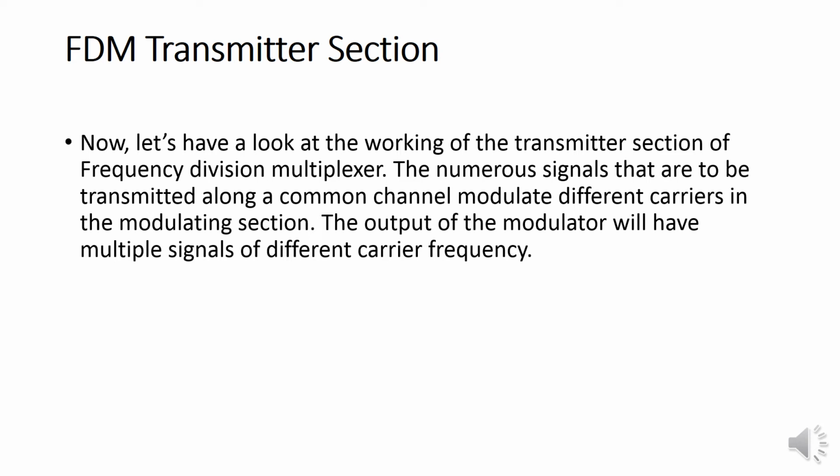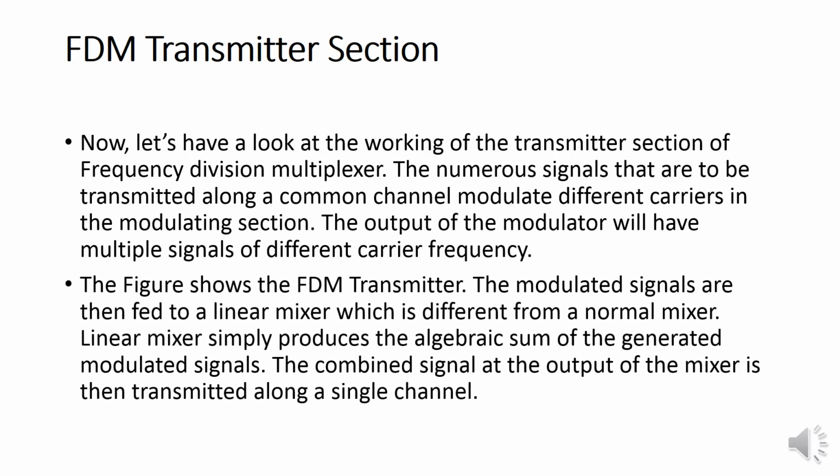In the FDM transmitter section, the frequency division multiplexer is mainly used for the numerous signals that are transmitted along a common channel. It modulates the different carriers with the modulating signals. Here we have multiple signals, each used with a different carrier frequency. The modulated signals are fed to the linear mixer, which is a different form of normal mixer. The linear mixer simply produces the algebraic sum of the generated modulated signals. The combined signal at the output of the mixer is then transmitted along the single channel.